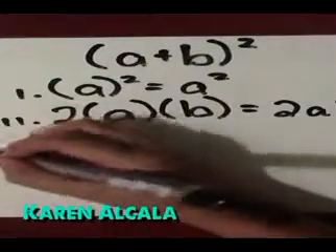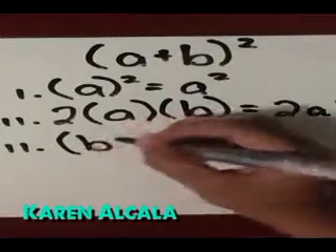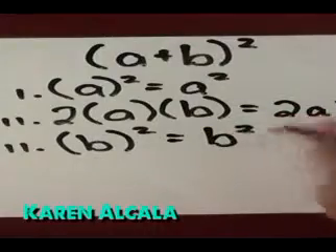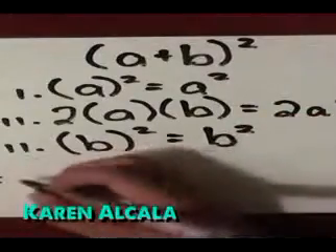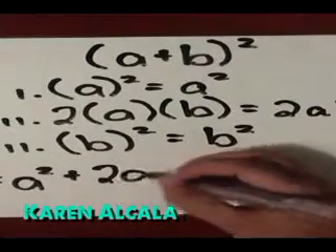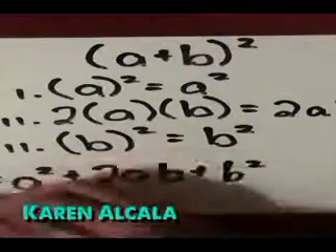Then the last step. Square the second term. The answer will be b squared. And the final answer will be a squared plus 2ab plus b squared.